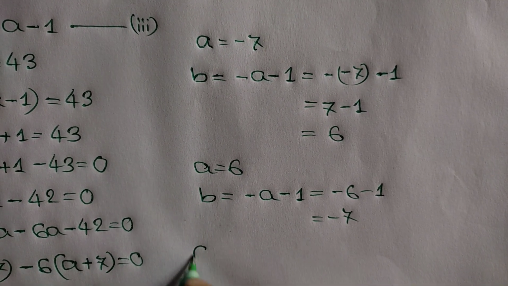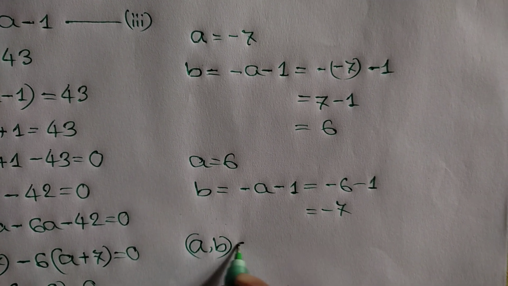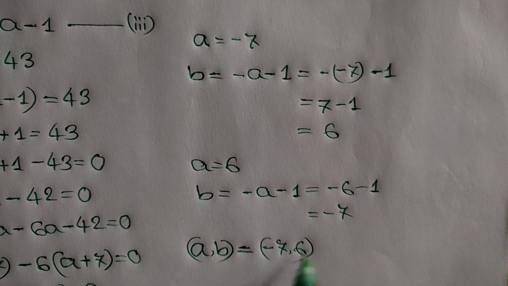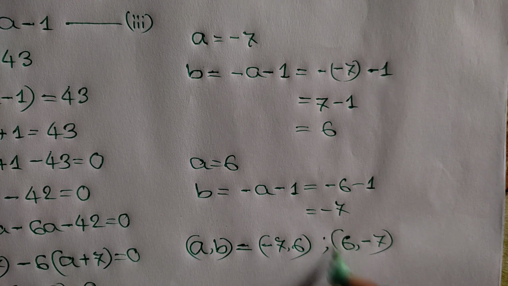So the value of a and b is equal to negative 7, 6 and 6, negative 7.